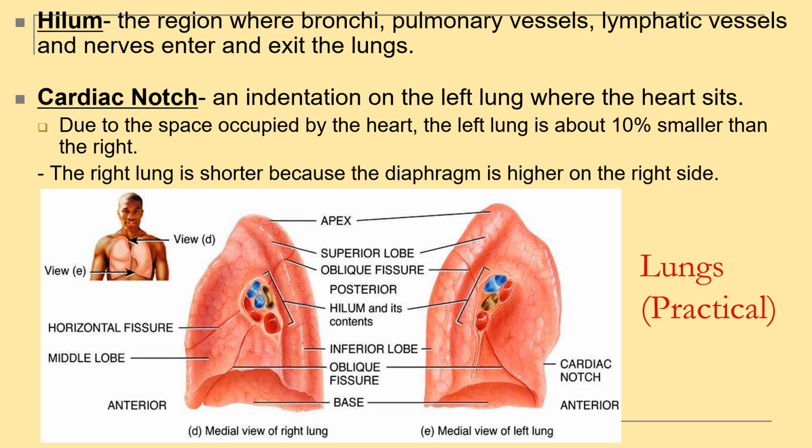But what we also want to know is that because of this, our left lung is about 10% smaller than the right lung. The right lung's a little shorter because the diaphragm is higher on the right side because the liver is right there pushing that right side lung up. So it's shorter, but it's 10% bigger than the left lung is.